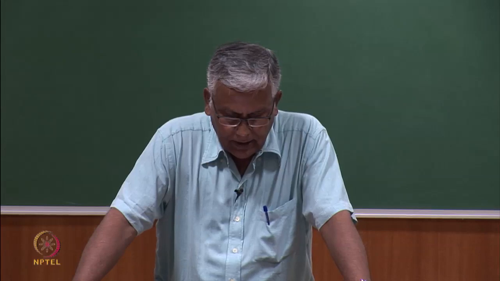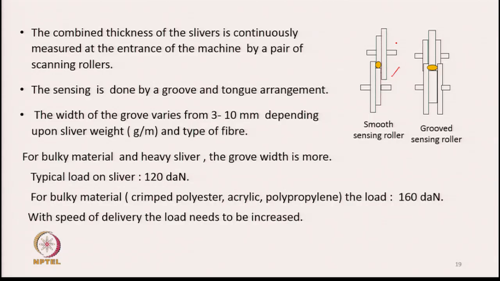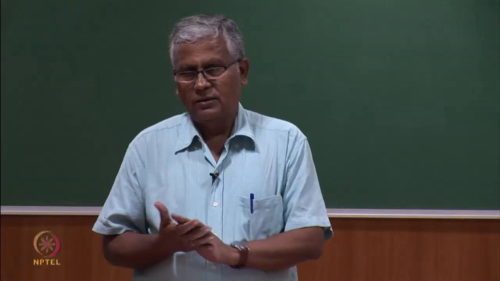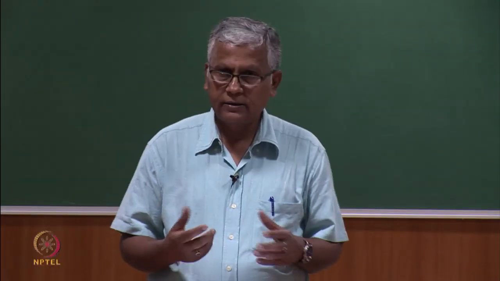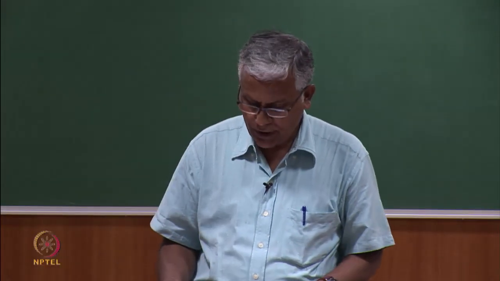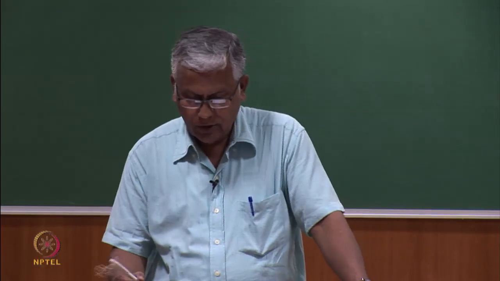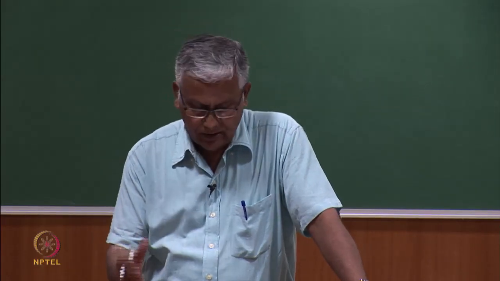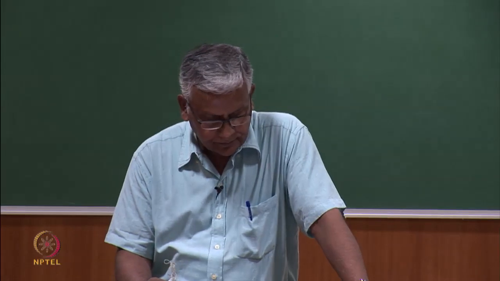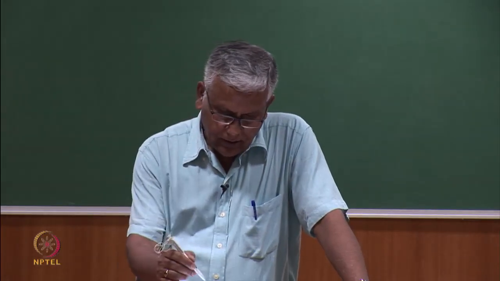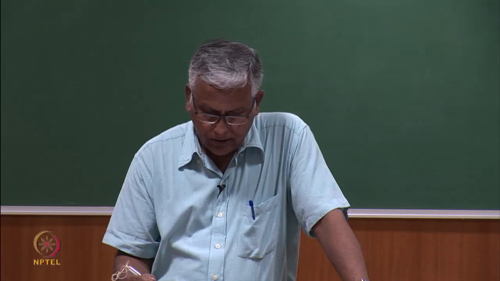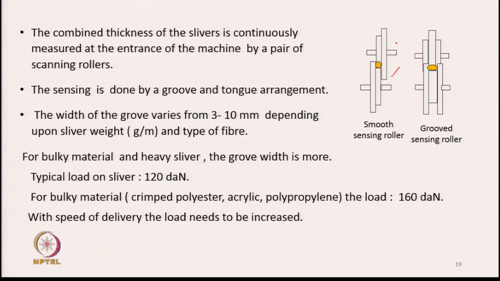For bulky material and heavy sliver, the groove width will always be more, because obviously the volume is going to be more, and hence if we move from cotton to some other fiber of the same hank, we still need to change the width of the groove, because it is a very bulky material and the density of the fiber is less. There is a pressure which will act on the sliver, and it is not one sliver, you have to remember there are 6 or 8 slivers being fed.